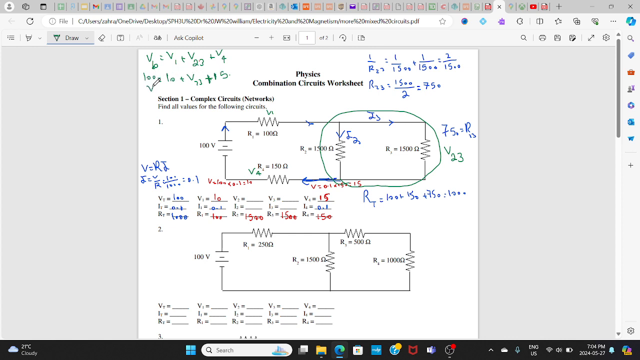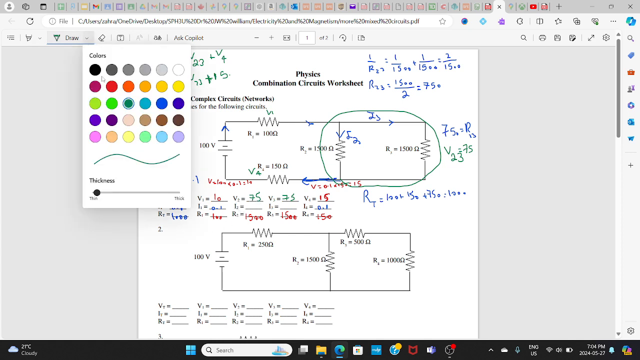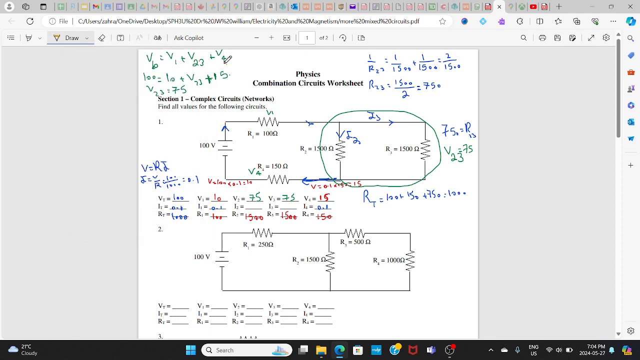So here it's going to be 25. 100 minus 25 gives V23, going to be 75. So the total V is going to be 75. I know the individual V is going to be the same as the total V because they are in parallel. So that gives me V2 to be 75 and V3 to be 75. Now it's easy to find I because two things are given. I can find the third one just using V is equal to Ri.